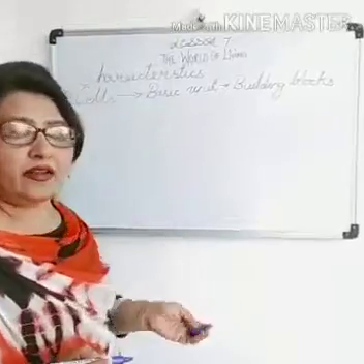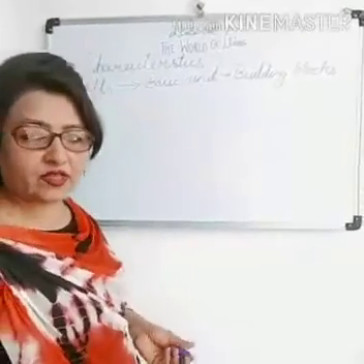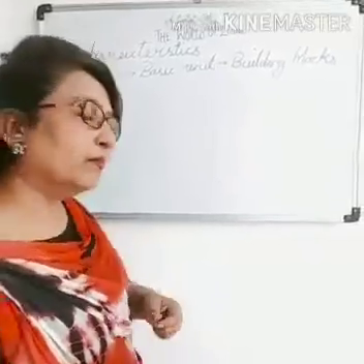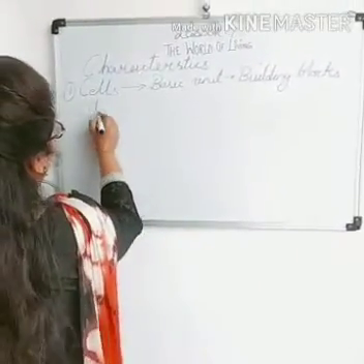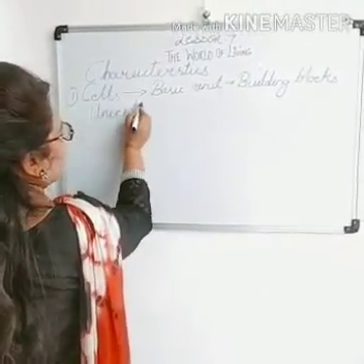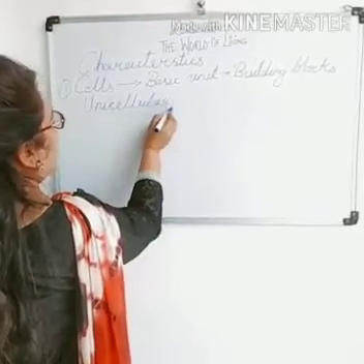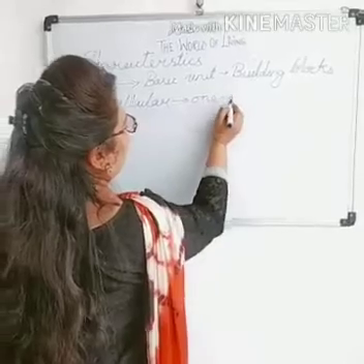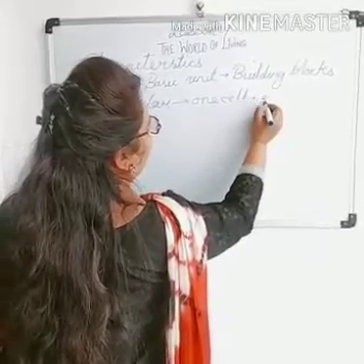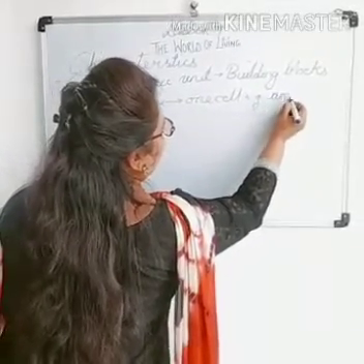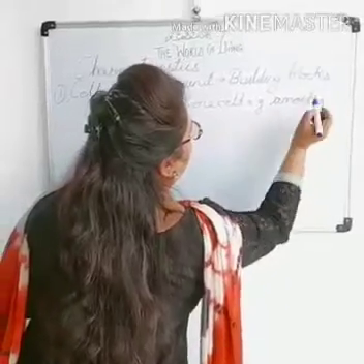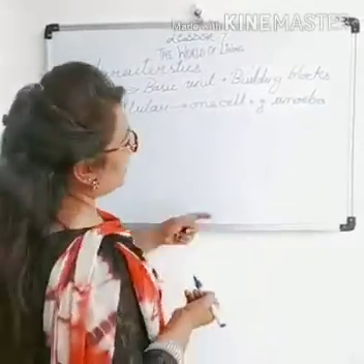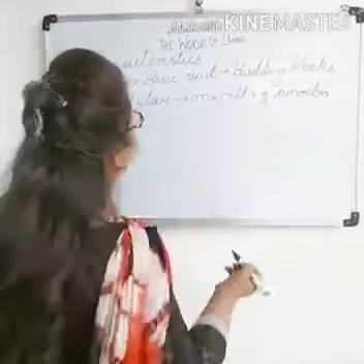Now there are two types of organisms made up of cells. They are unicellular and multicellular. Unicellular means made up of only one cell. Example, amoeba. Spelling of amoeba is A-M-O-E-B-A. Made up of only one cell.